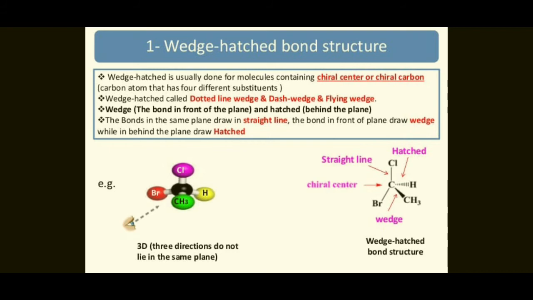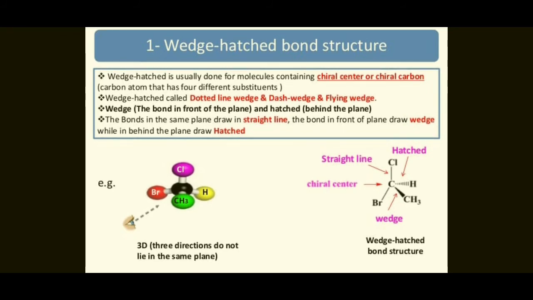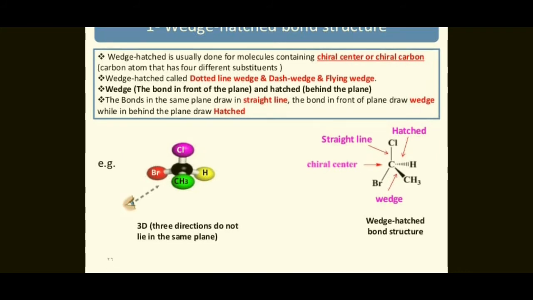Wedge and hashed lines are also called dotted lines; wedge and dash lines are the flying wedge. The wedge bond is in front of the plane, and the hashed bond is behind the plane. A bond in the same plane is drawn as a straight line. A bond in front of the plane is drawn as a wedge, while one behind the plane is drawn as a hashed line. For example, a 3D arrangement of carbon: the carbon has one chlorine atom attached, one bromine atom attached, one CH3 group attached, and one hydrogen attached.